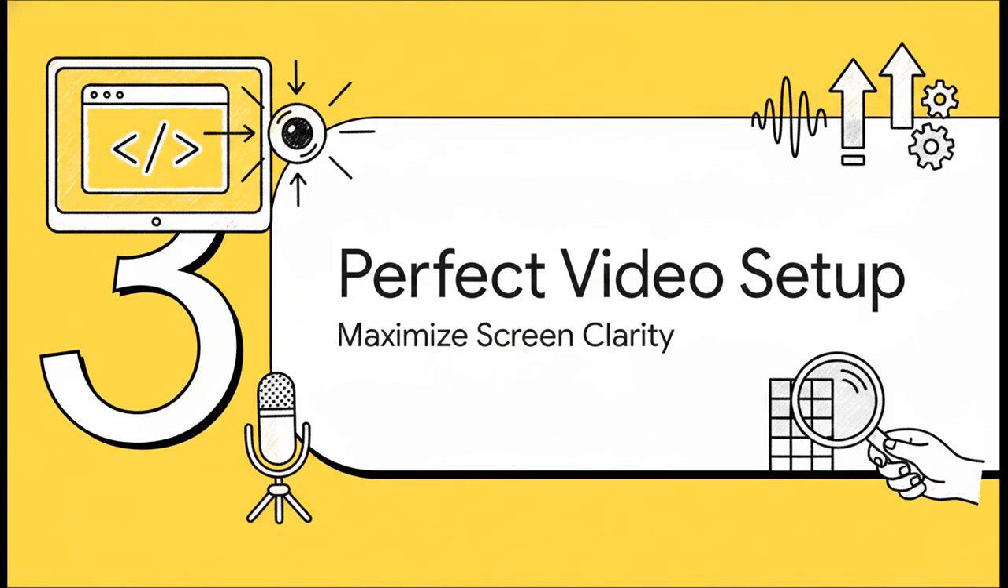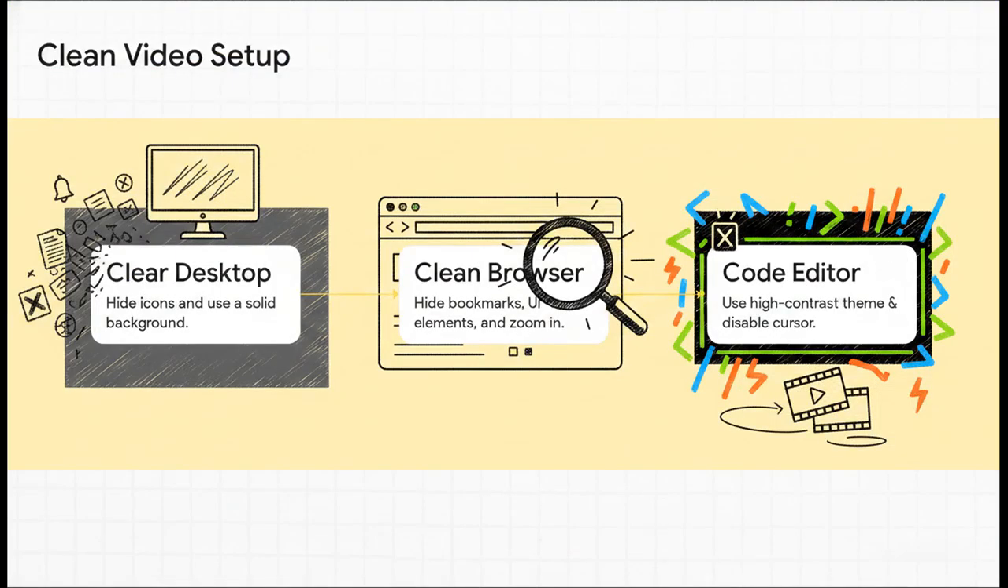Okay, let's get into the technical side. Section 3, the perfect video setup. Optimizing your screen for maximum clarity. Creating a totally distraction-free environment is absolutely critical, and it really just takes 3 easy steps. Step 1. Clear your desktop and OS. Hide those desktop icons, silence your notifications, and just use a plain, solid background. Step 2. Clean your browser. Hide the bookmarks bar, get rid of those unnecessary extensions, and crank up that zoom. Step 3. Clean your code editor. You want to use a high-contrast theme so the text really pops. Oh, and here is a massive pro tip. Disable your blinking cursor.